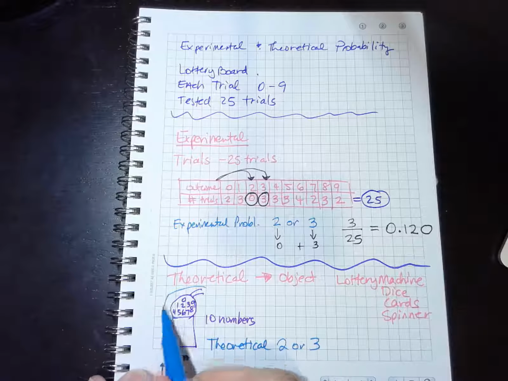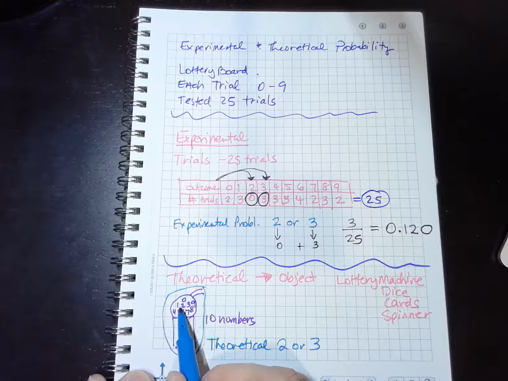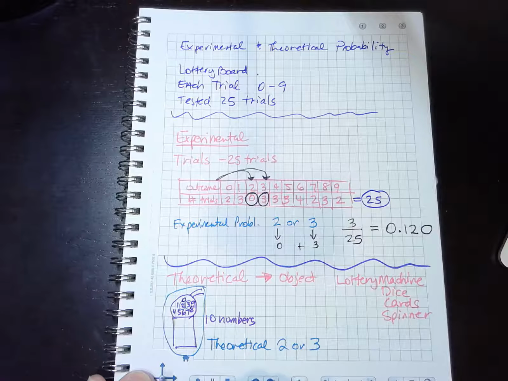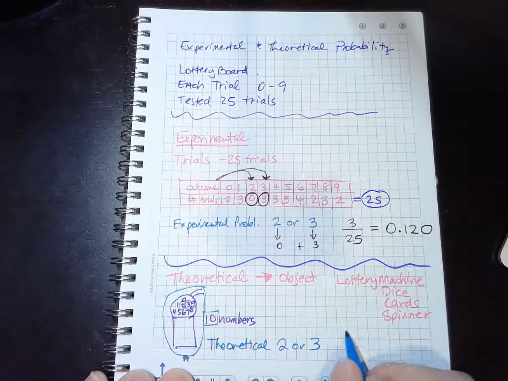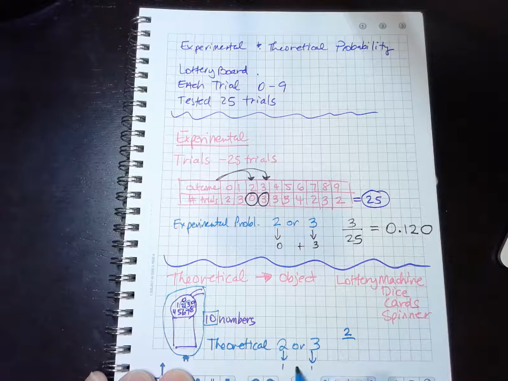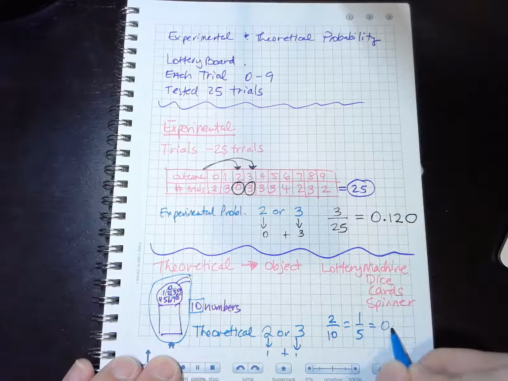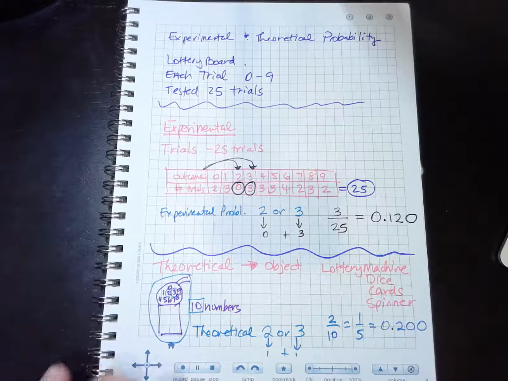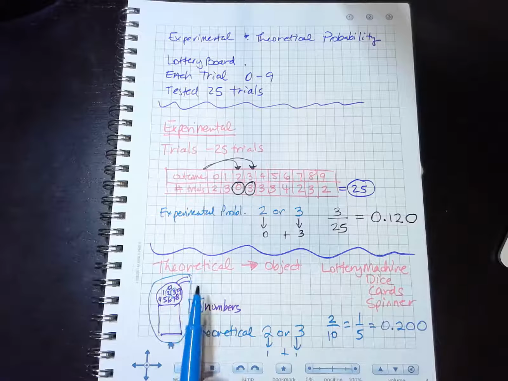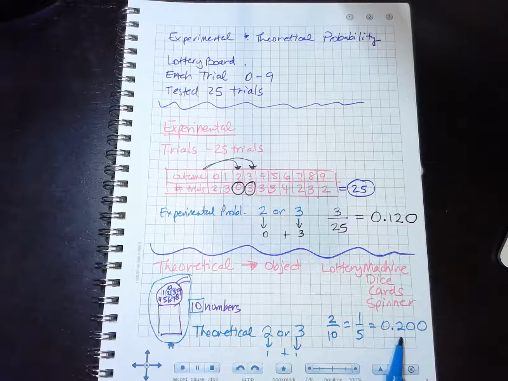Okay, so theoretical, I want a 2 or a 3. So if I look inside of this machine right here, there's only 1 2 and 1 3. And there are 10 total numbers. So I have 2 chances, because there's 1 2 and 1 3. 1 and 1 makes 2 out of 10. And if I simplify that, that's 1/5, but I still have to divide it because they want it to the thousandths place. So that would be 0.200.